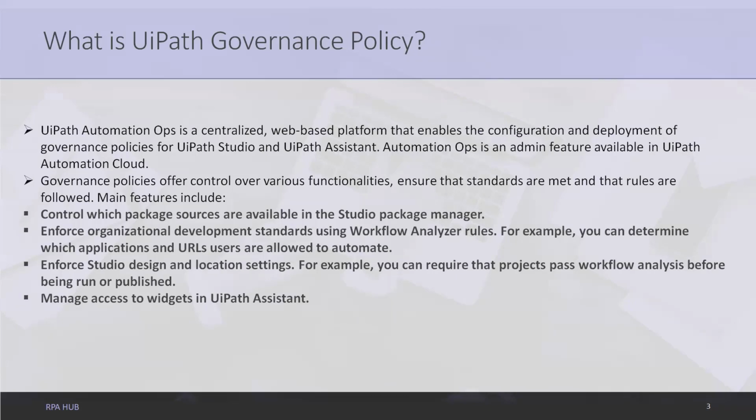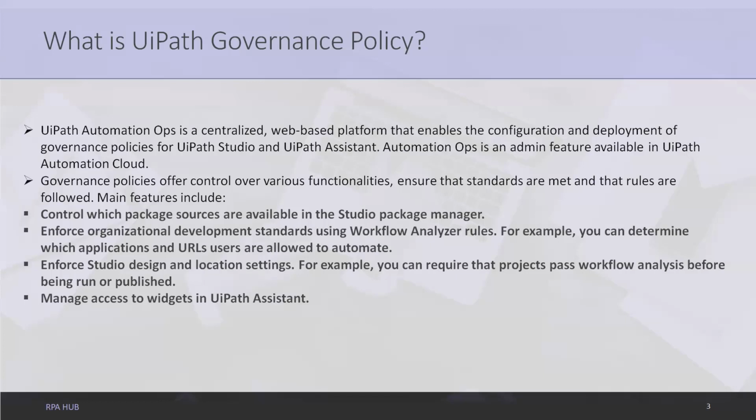Governance policy offers control over various systems, as I said, which is a very important part. And Automation Ops is flexible and easy to use, which defines governance policy for each Studio profile like Studio Pro, Studio and Studio X, and the Assistant. If our organization is already using a file-based governance model for Studio, we can migrate policies by generating files from Studio and uploading them into Automation Ops.